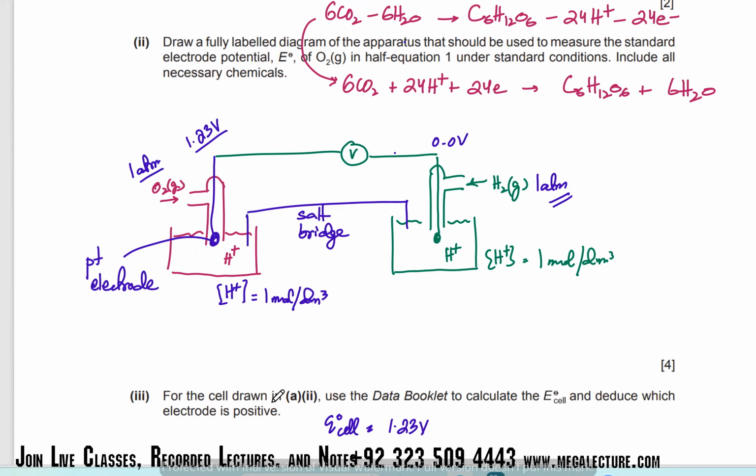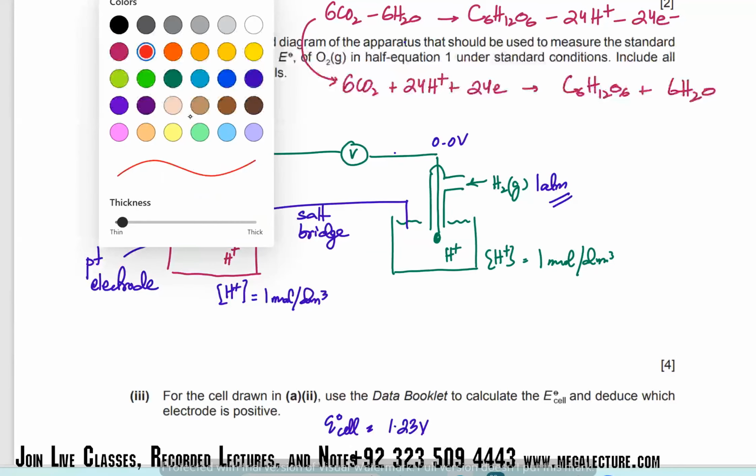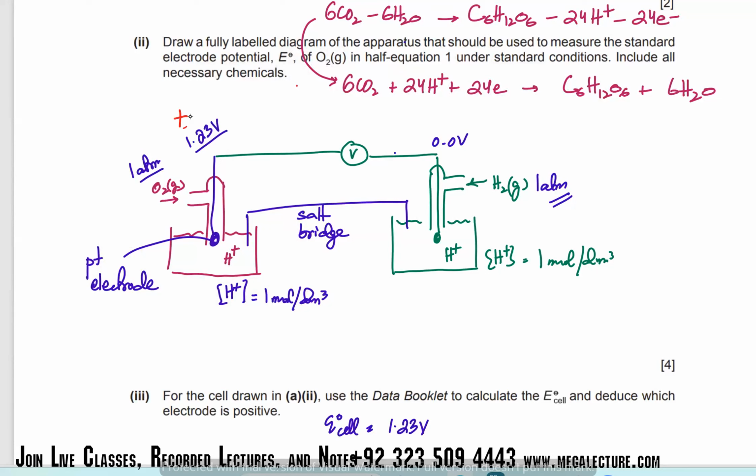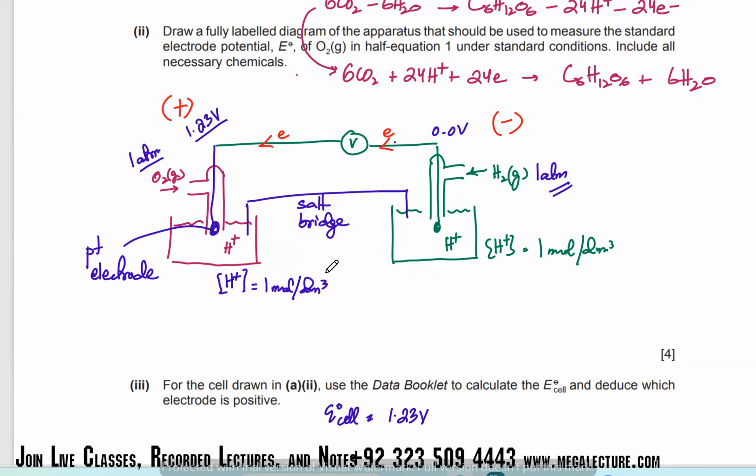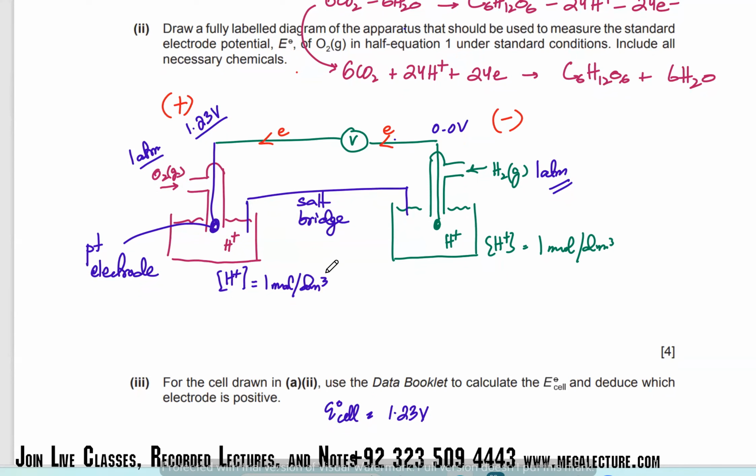Which one is the positive one? The higher potential is your positive one. And so that's your positive, and this is your negative. Okay, the lower potential is your negative. He didn't ask for the electron movement. The electron movement is always towards the positive. Okay, so you clear? Yes, sir.